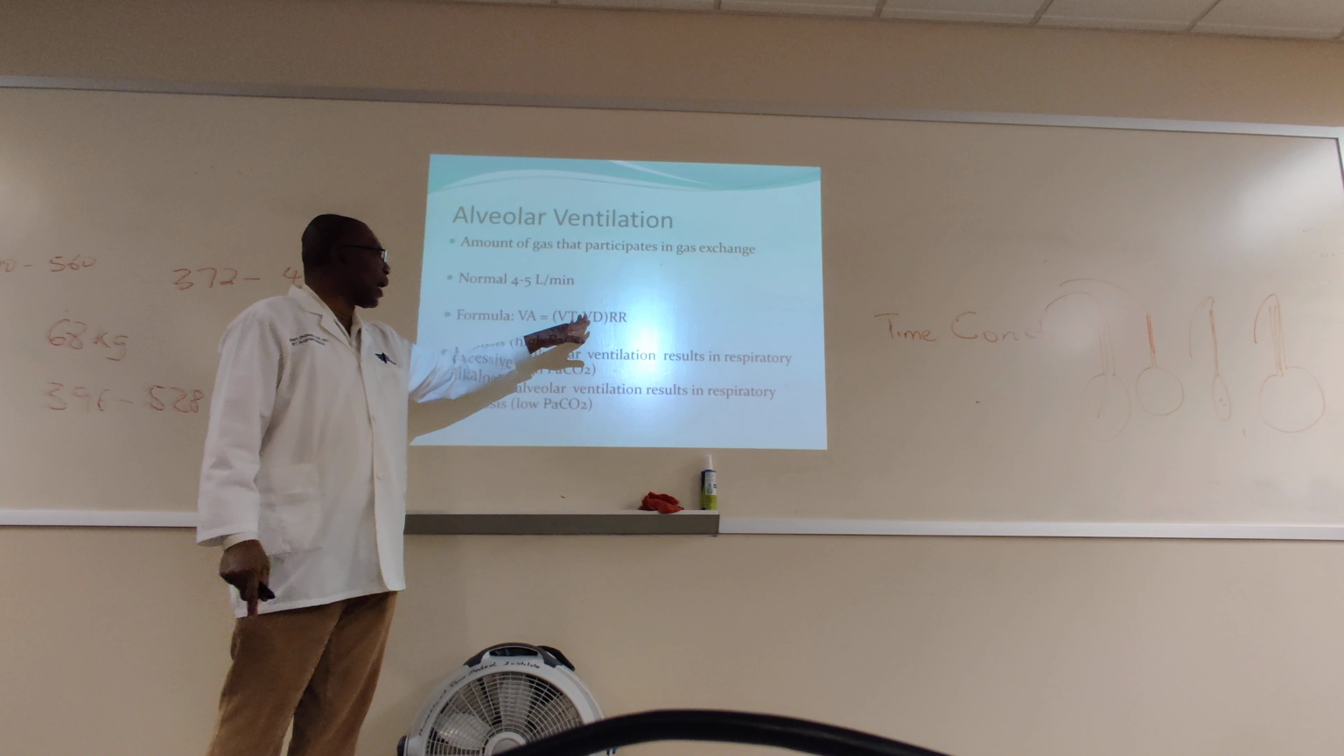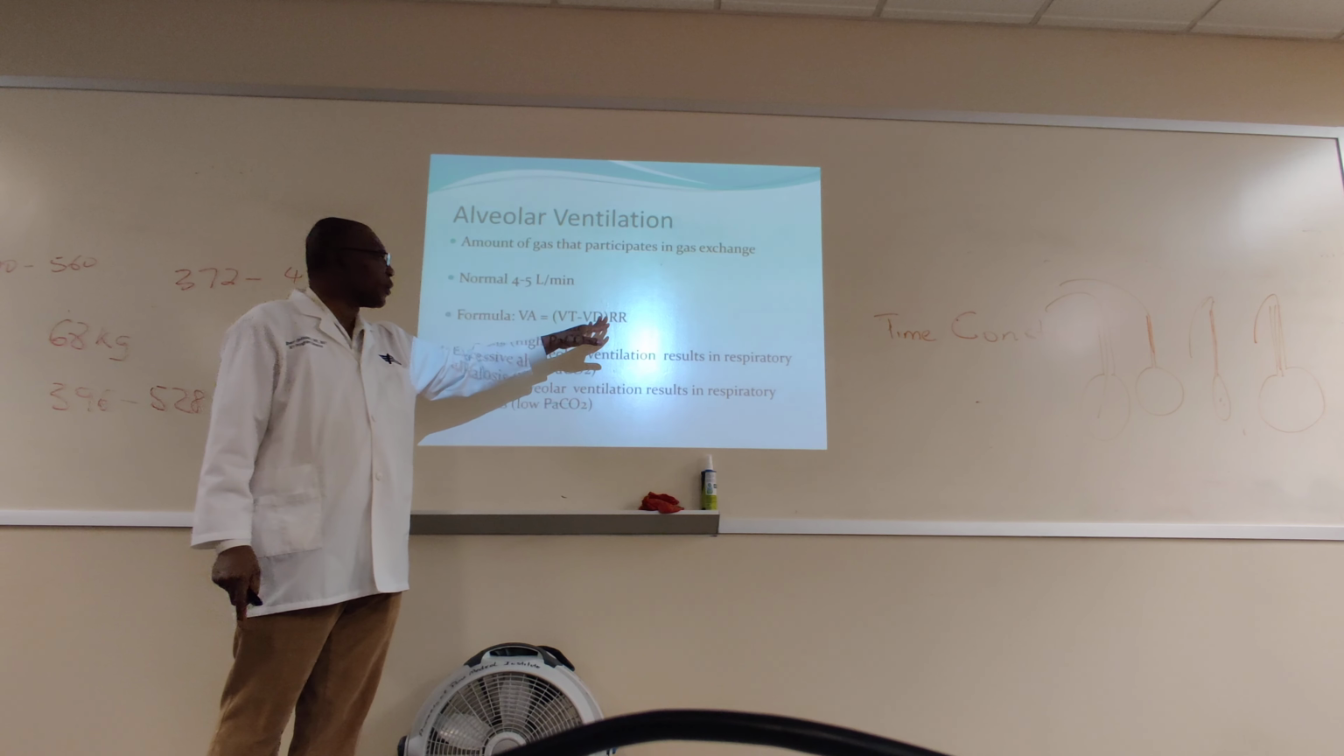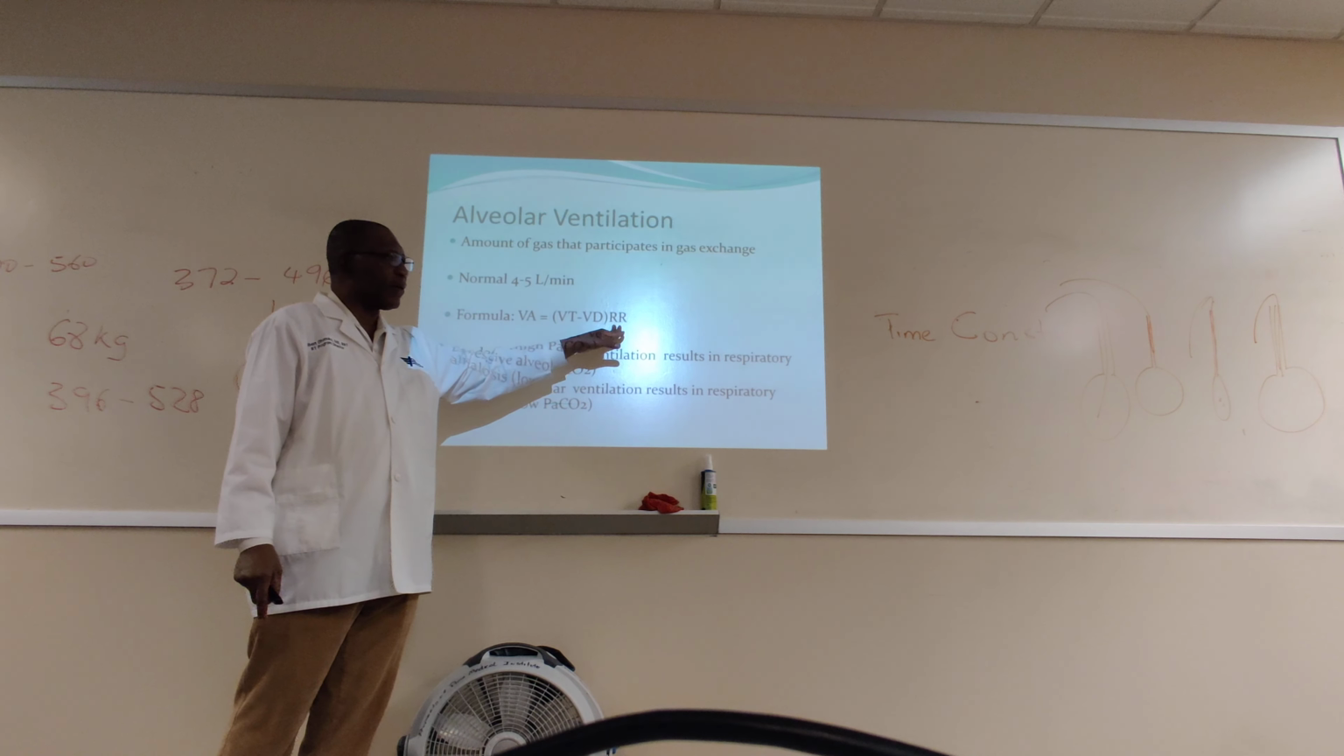Normal alveolar ventilation is 4 to 5. To control your CO2, you are either adjusting your tidal volume, or you are decreasing or increasing dead space, or you are increasing or decreasing respiratory rate. So that's the formula for alveolar ventilation.